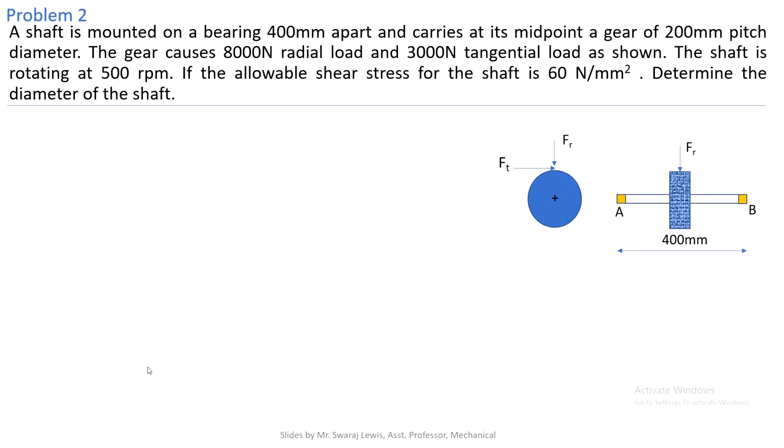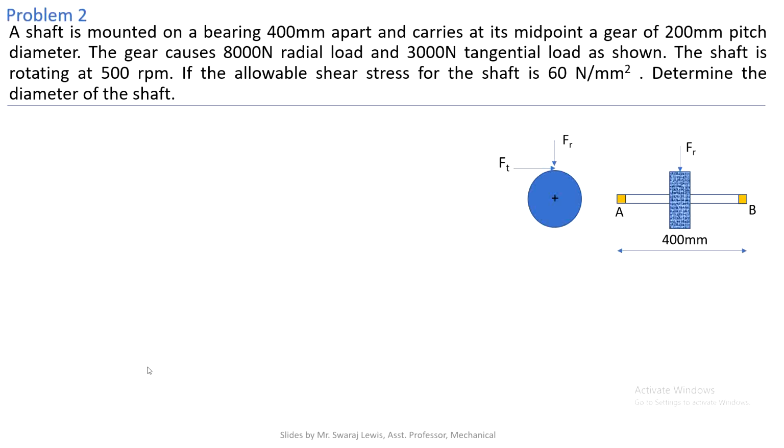A shaft is mounted on bearings 400 mm apart and carries at its midpoint a gear of 200 mm pitch diameter. The gear causes 8000 Newton radial load and 3000 Newton tangential load as shown. The shaft is rotating at 500 rpm. If the allowable shear stress for the shaft is 60 Newton per mm square, determine the diameter of the shaft.